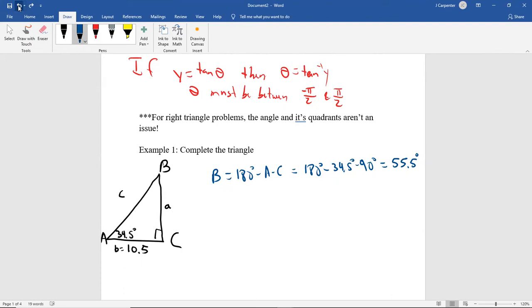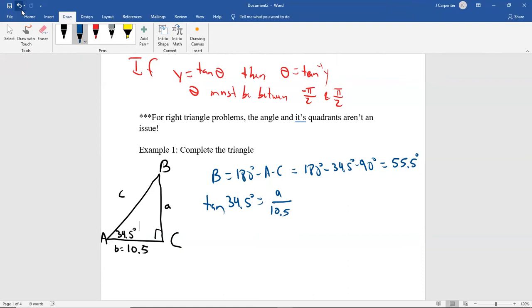All right, so we will say that the tangent, and I'm talking about this one, so the A is the opposite, the B is the adjacent. You could still use angle B of 55.5 degrees, everything's just upside down. So the tangent of 34.5 degrees would be its opposite of A over its adjacent of B, but we know B is 10.5.